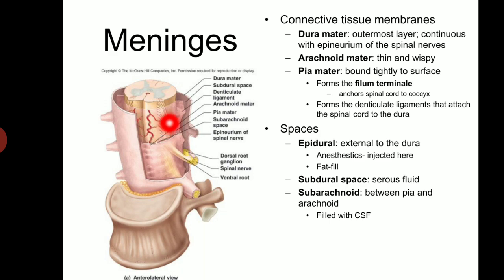Now, what is the importance of this pia mater? It forms the filum terminale, which anchors the spinal cord to the coccyx, and forms the denticulate ligament that attaches the spinal cord to the dura.